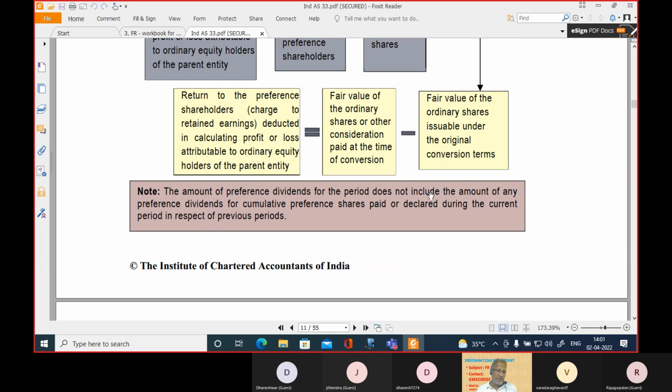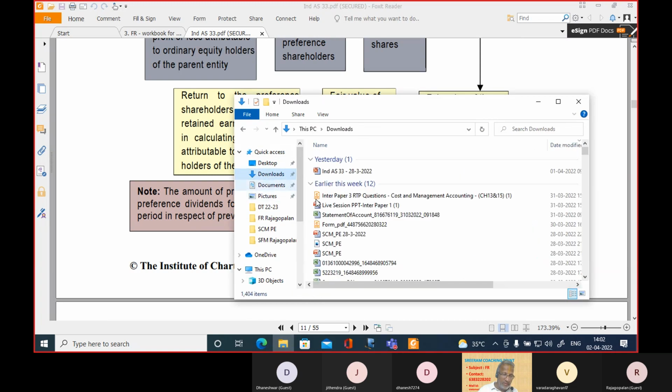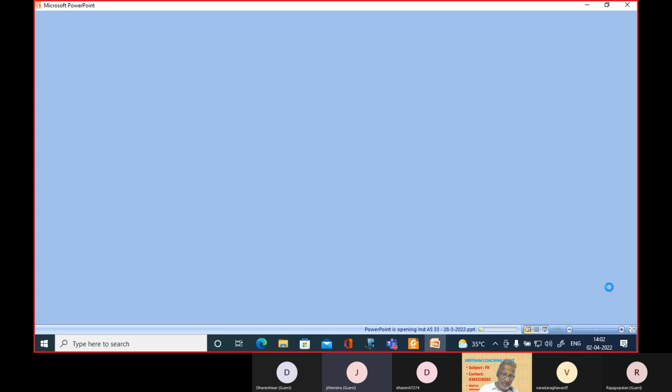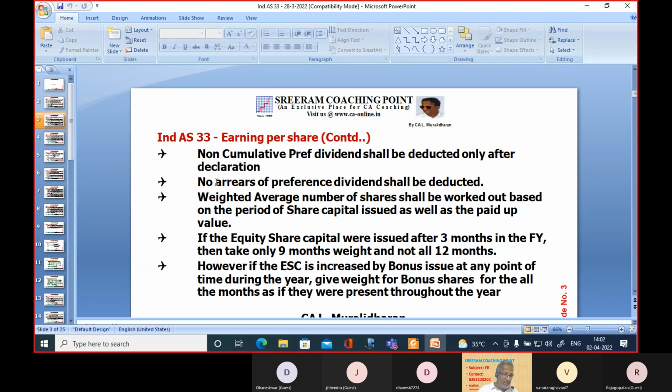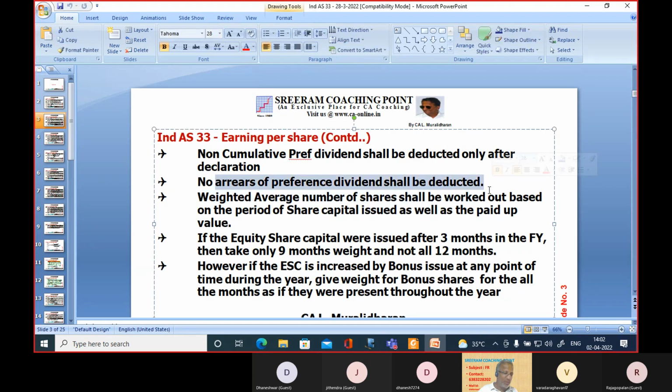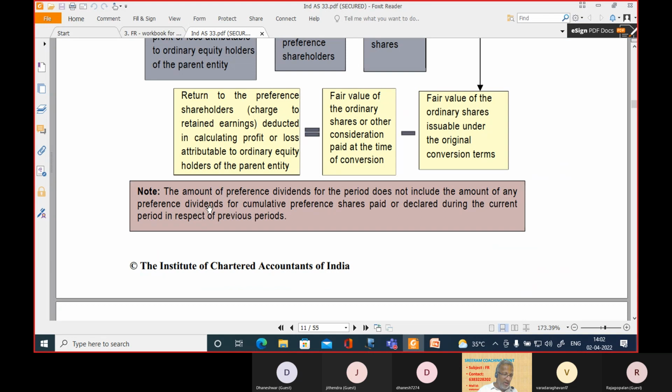The amount of preference dividend for the period does not include any amount for cumulative preferences paid or declared during the current period in respect of the previous period. Cumulative arrears of cumulative preference dividend should not be deducted, is one of the points we have noted. Do you remember that? That is arrears. You people tend to forget. No, sir, arrears should not be taken. No arrears of preference dividend shall be deducted is what I told. That is what the Institute is saying. Of the previous period, you cannot deduct.